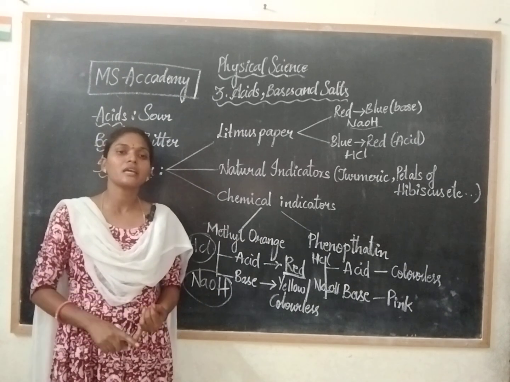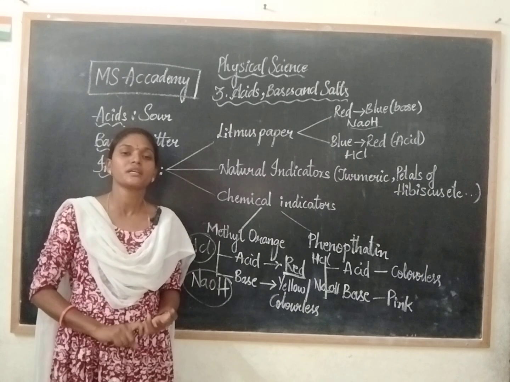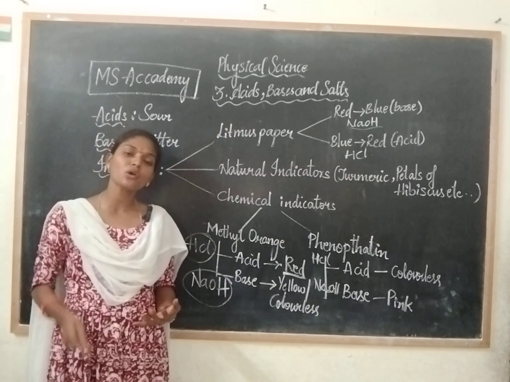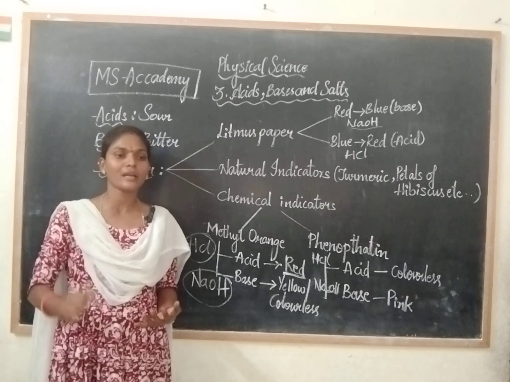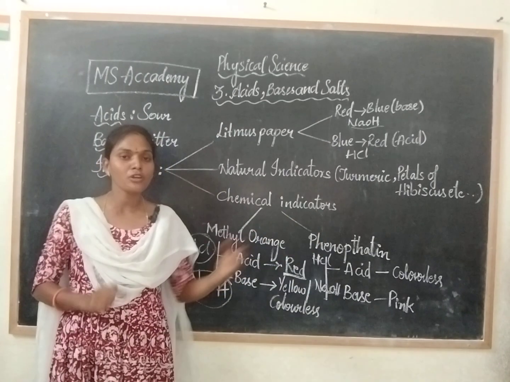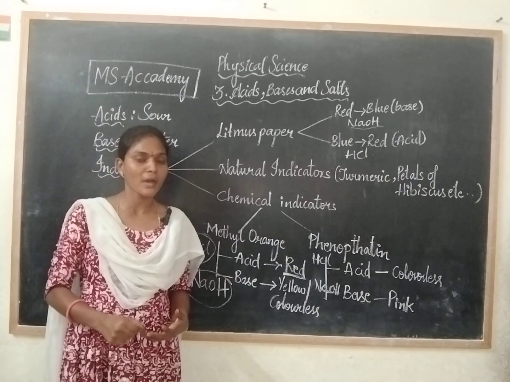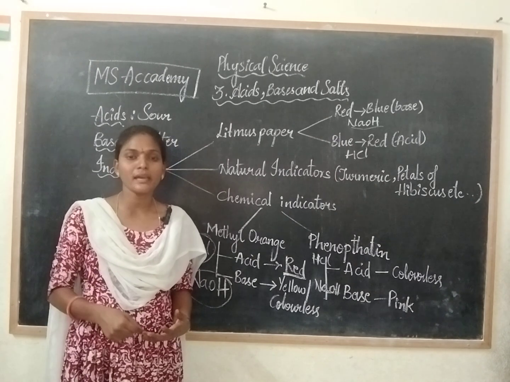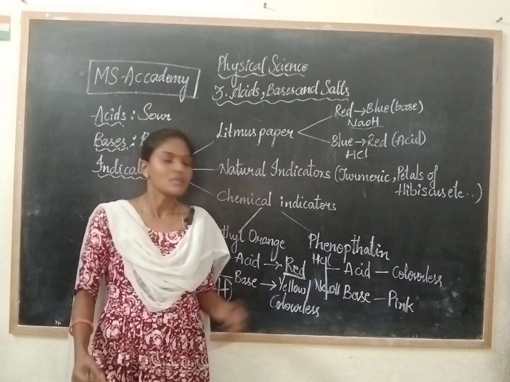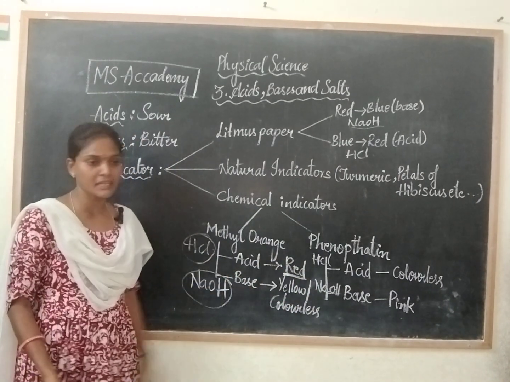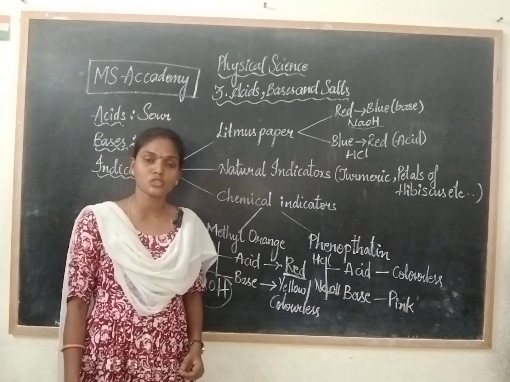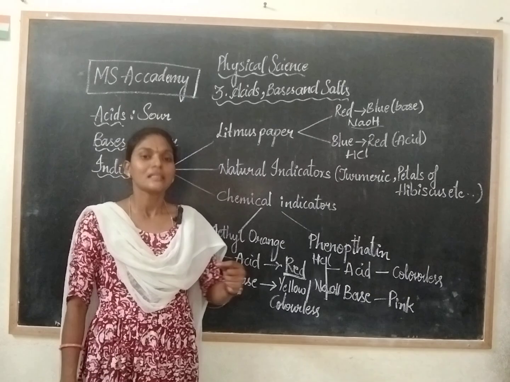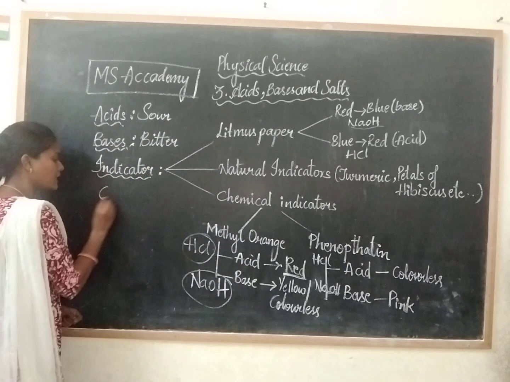If we add methyl orange to acid, it changes to red color. If we add methyl orange to base, it changes to yellow color or colorless. Next, phenolphthalein. If I add phenolphthalein to acid, it will be colorless. If I add it to base, it changes to pink color. These are the uses of indicators. And in our 10th class textbook, we have one more indicator, that is olfactory indicators.